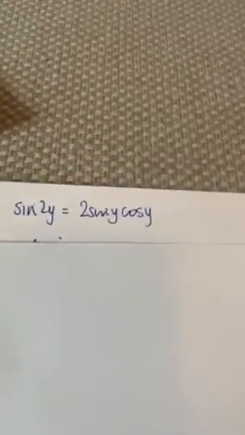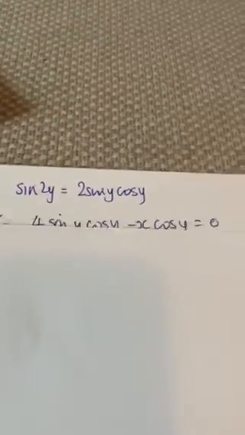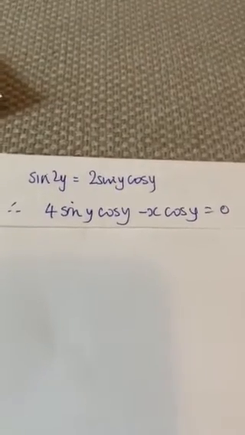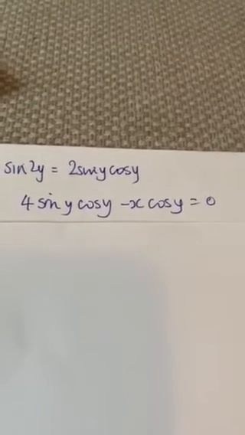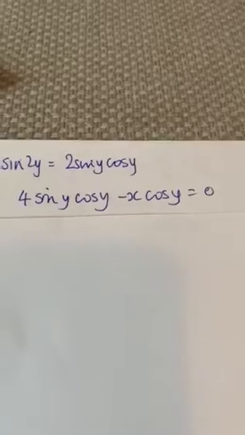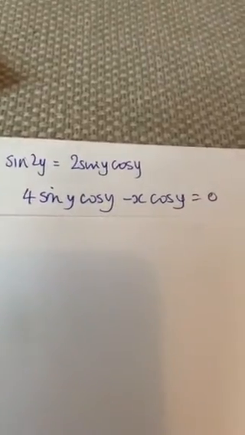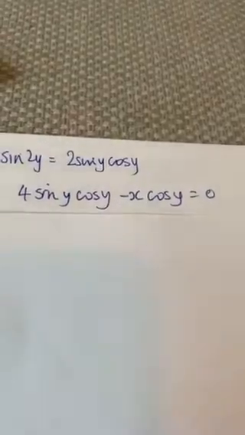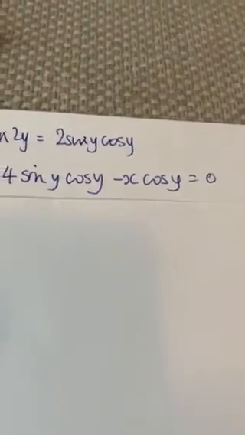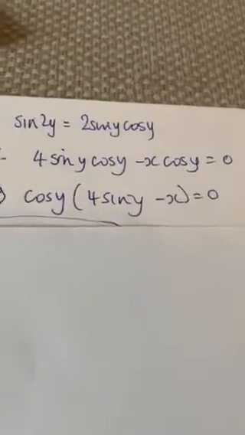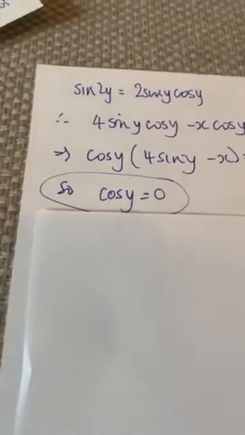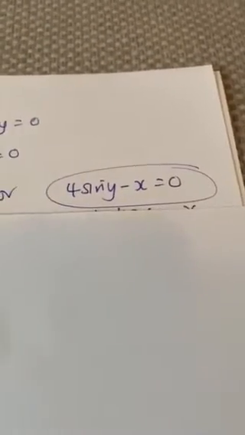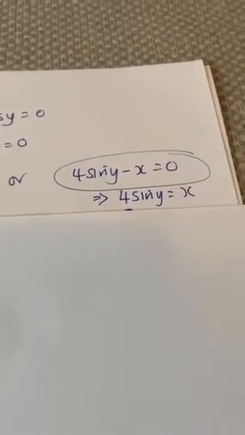Right, I know the identity sine 2y is 2 sine y cos y. So rewriting my denominator put equal to 0, I'm going to get 4 sine y cos y minus x cos y equals 0. I know I can't divide by cos y because cos y equals 0 is a solution. So I can't divide; I take out a factor. And when I take out a factor, I've got cos y equals 0 or 4 sine y minus x equals 0, which means 4 sine y is x.